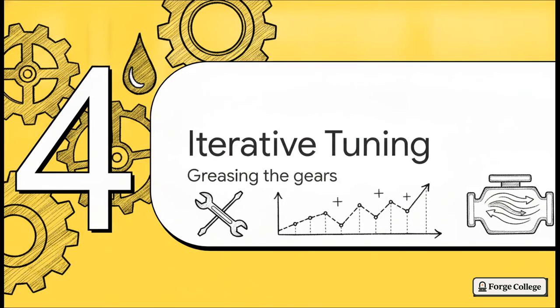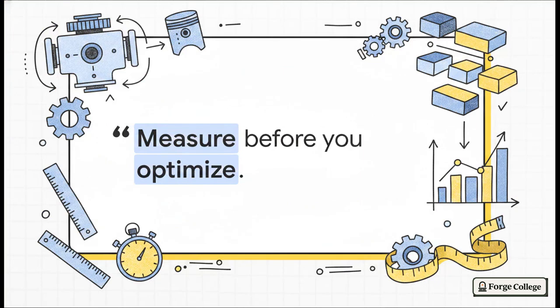Got our baselines? Great. Now for the really fun part, iterative tuning. Let's grease those gears. Before you touch a single line of code, though, you need to tattoo this golden rule of software engineering on your brain. Measure before you optimize. We have all seen developers blindly swapping out random lines of code, desperately crossing their fingers that it makes things faster. That is just guessing in the dark. Your baseline metrics are your objective yardstick for success. Measure first, optimize second. Always.